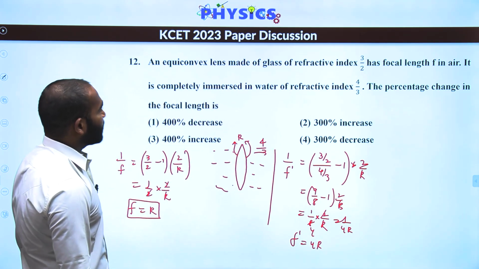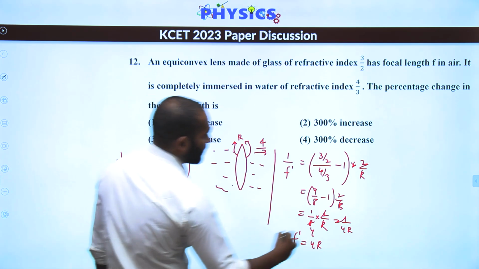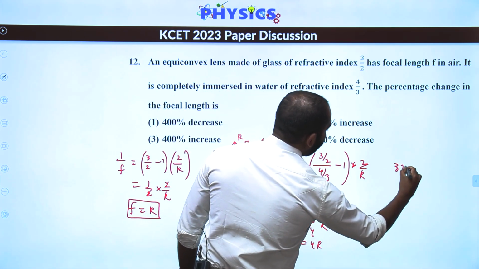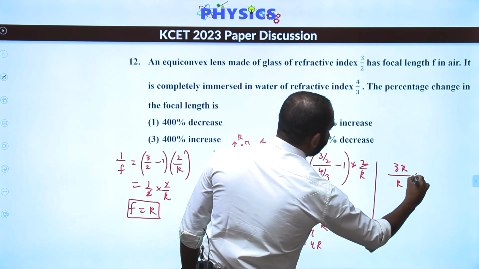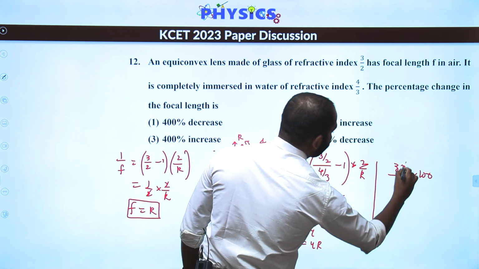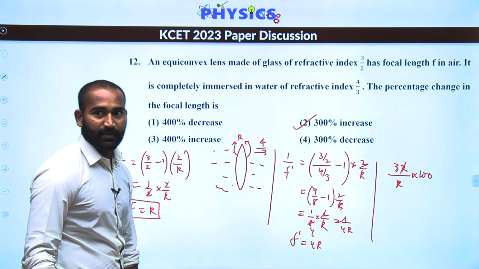So he is asking the percentage change in the focal length. So just take the difference. You will get 3r, isn't it? Which means 3r divided by the initial focal length, which is r, into 100. Okay, so r gets cancelled, there is a 300% increment. So as you can see, option 2 is the correct answer.